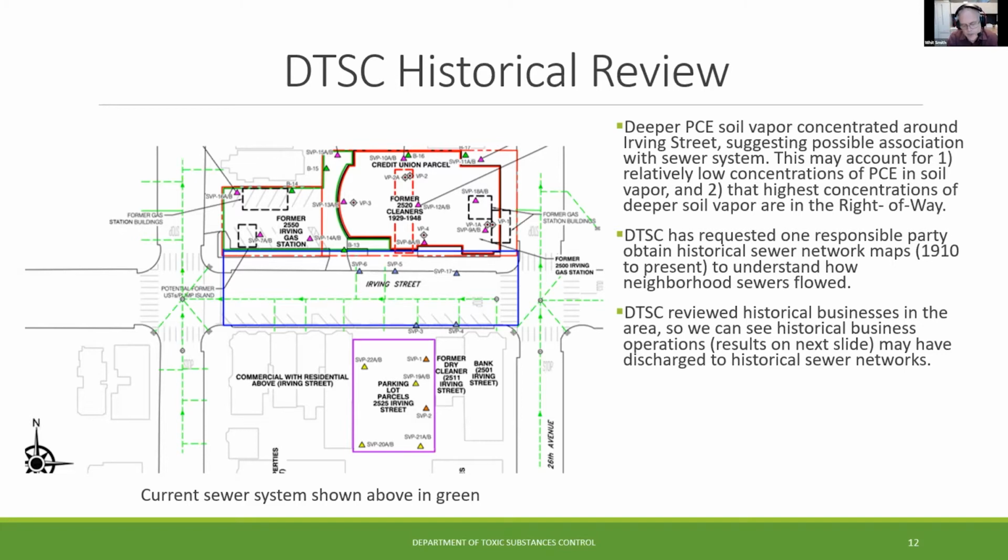DTSC's been reviewing historical businesses in the area so that we can try to identify historical business operations that may have discharged historically to the sewer network. DTSC is exploring historical sewer network configurations, as I mentioned earlier, to understand what businesses may have been hydraulically connected to this area of Irving Street. And we will discuss some of those historical business operations in the next slide.